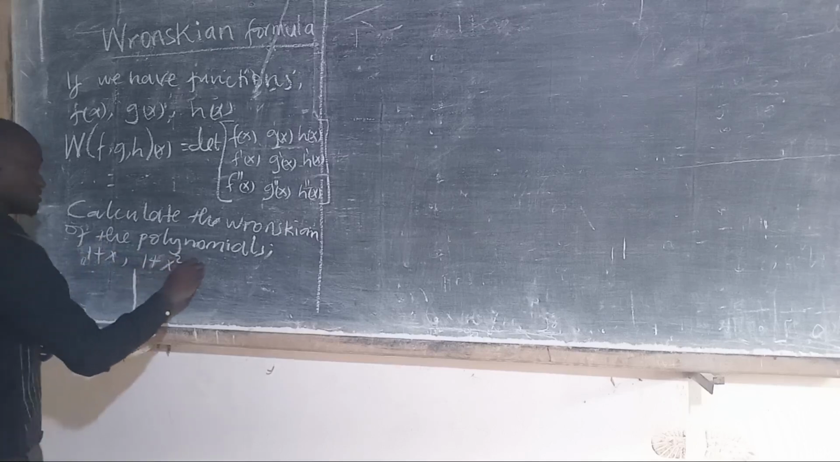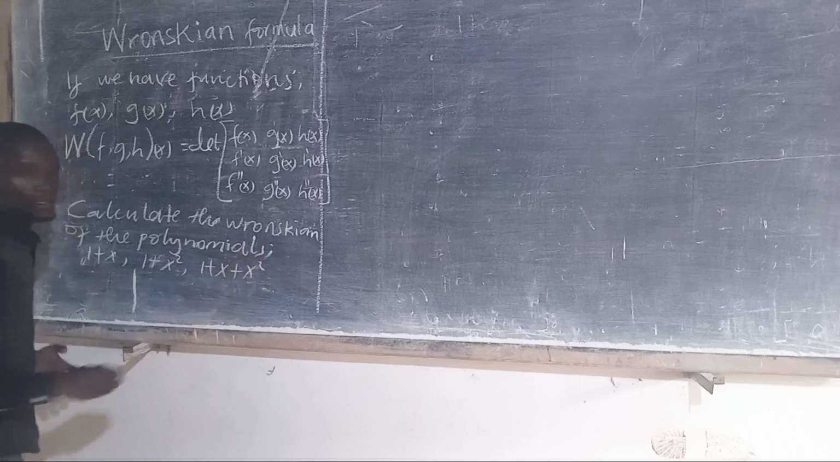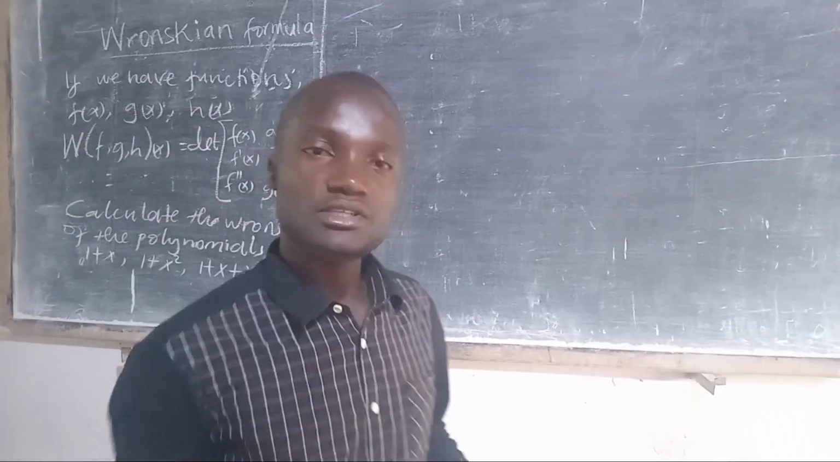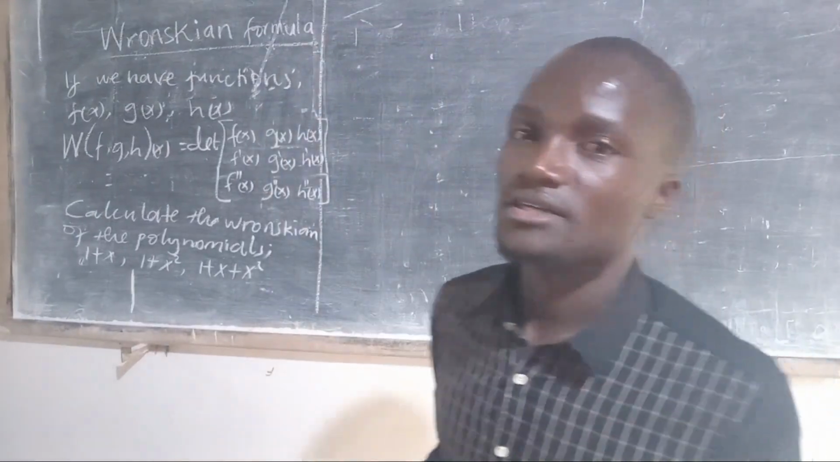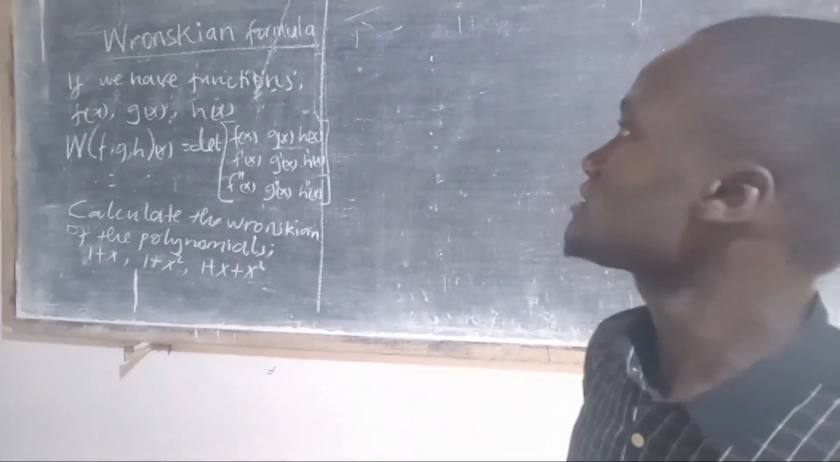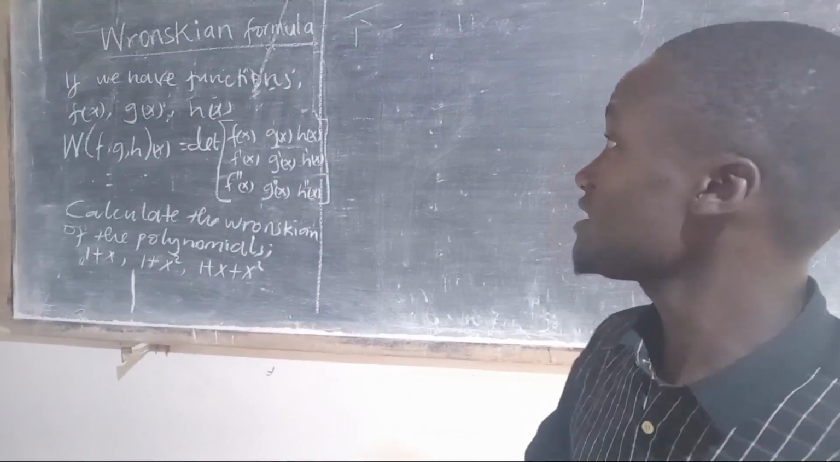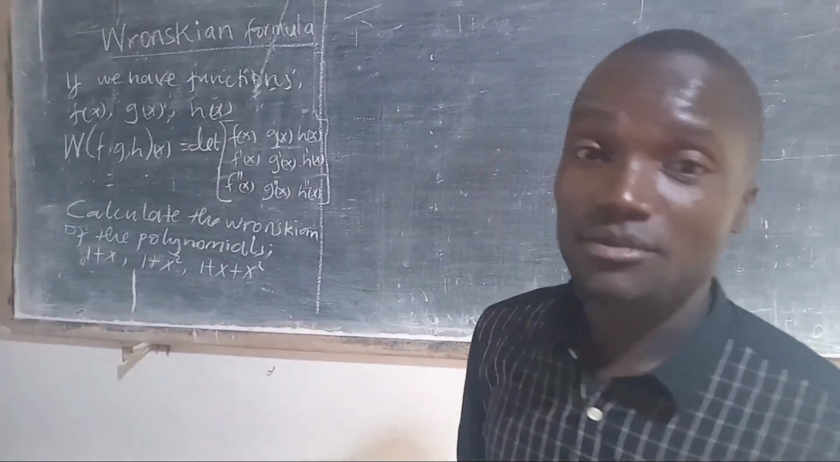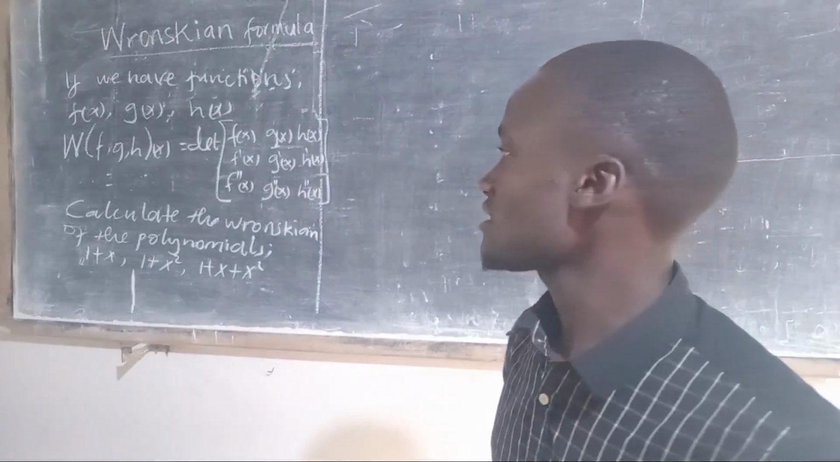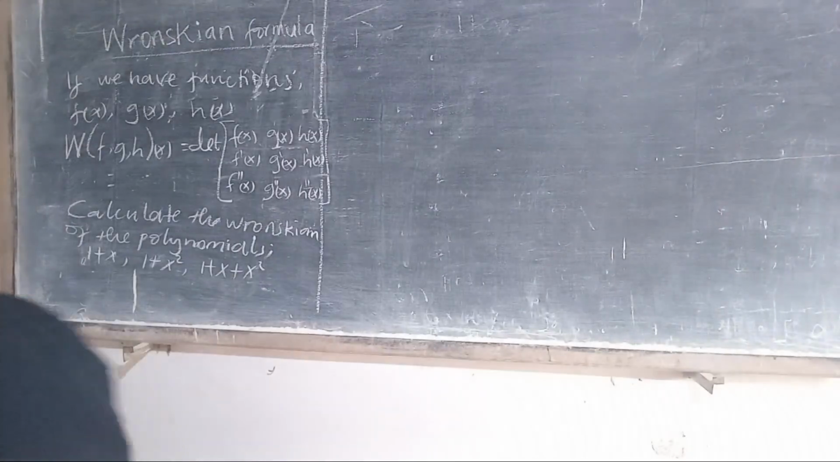Now, if we are calculating the determinant of those polynomials, we are going to use the Wronskian formula, and it's the best way to go to get the determinant. So, how are we going to do it? Let us follow.